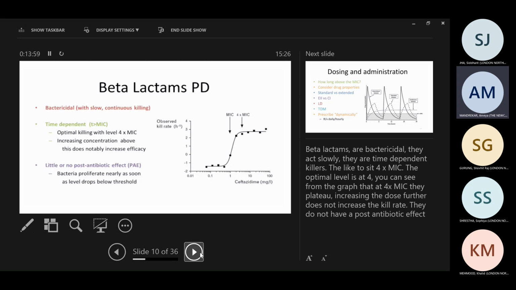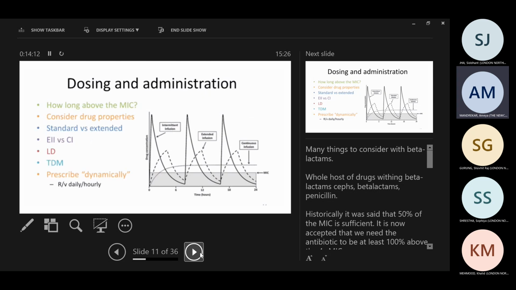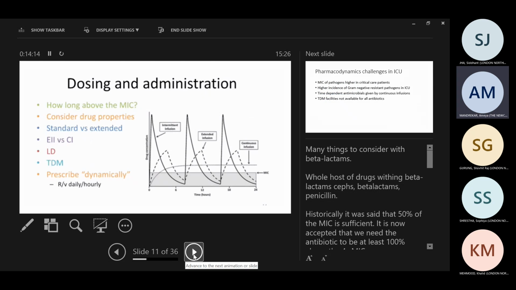There's no post-antibiotic effect with beta-lactams because bacteria will proliferate as soon as you stop the drug. This post-antibiotic effect we'll see next with the gentamicin and amikacin. Next slide, please.